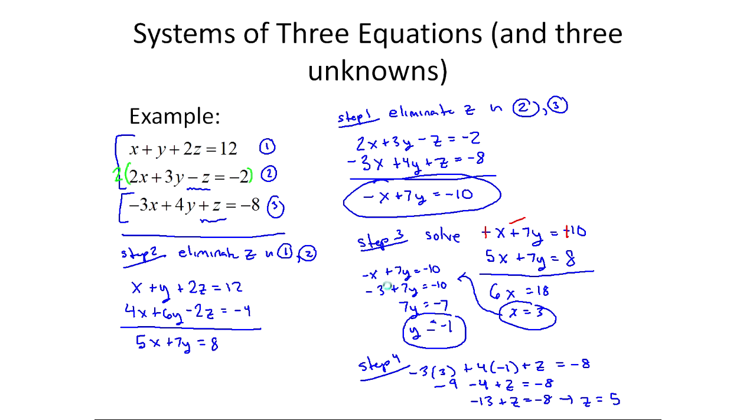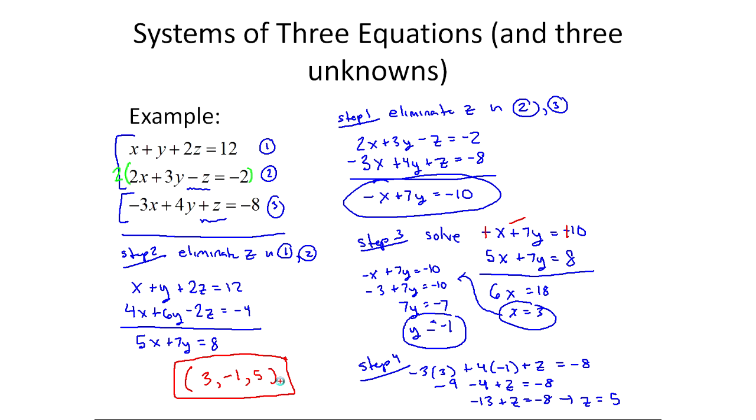All right, so finally, after all that mess, my answer is x goes first, so this would be 3, then the y, negative 1, and then the z, 5. So this is my solution. And so looking at this, you can see this was not necessarily hard, but it was complicated, right? There were many steps to keep track of, and it was very easy for us to make a mistake.